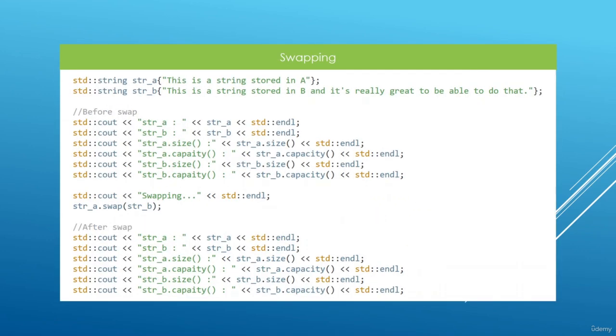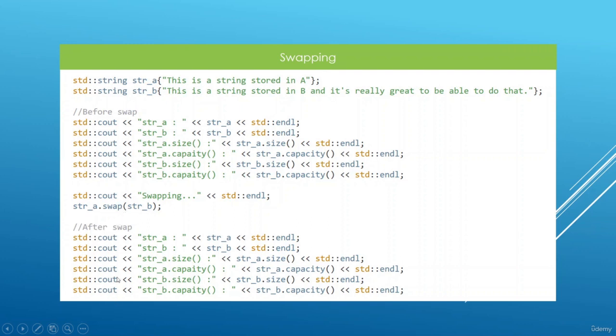The last thing we're going to see in this slide is swapping. You can swap strings. How cool is that? We can have two strings here, str_A and str_B. In A, we have a message. In B, we have a slightly larger piece of text. And we're going to print information before we swap. We're going to print the strings. We're going to print their sizes and their capacities. And then we're going to swap.